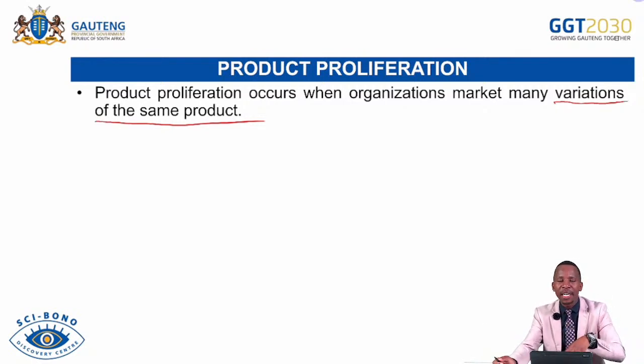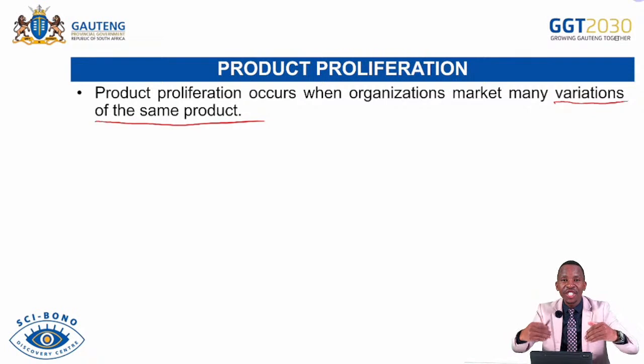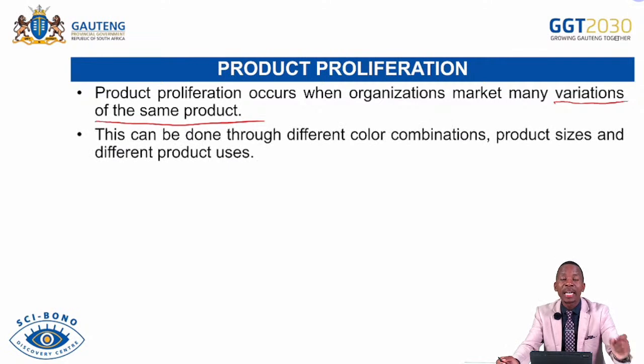So the main brand is Polo, but it is split into a variety of products, so that this good can be made to appear unique, but they are the same products. But differentiation is there. Then we call that product proliferation, whereby the product is given so many aspects and so many branches, while it is a similar product. This is common under monopolistic competition. This can be done through different color combinations, product sizes, and different product uses.